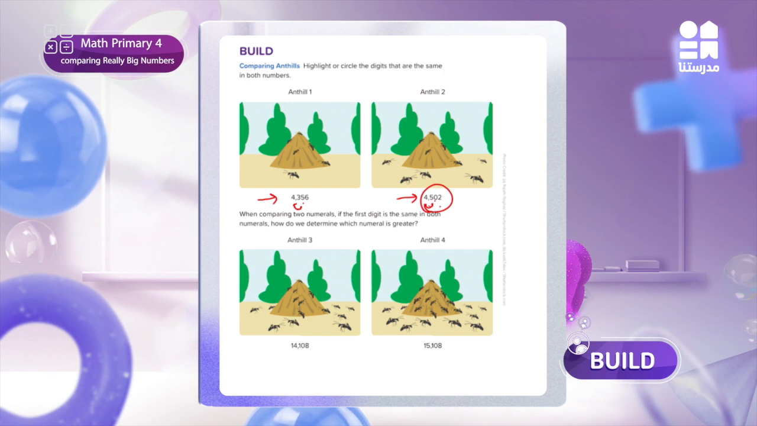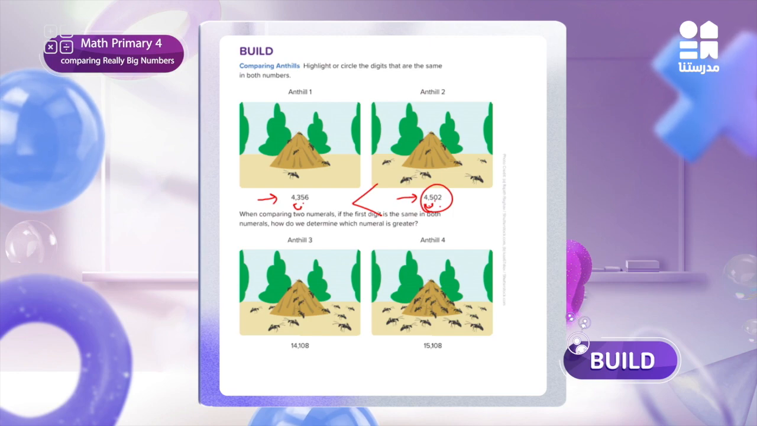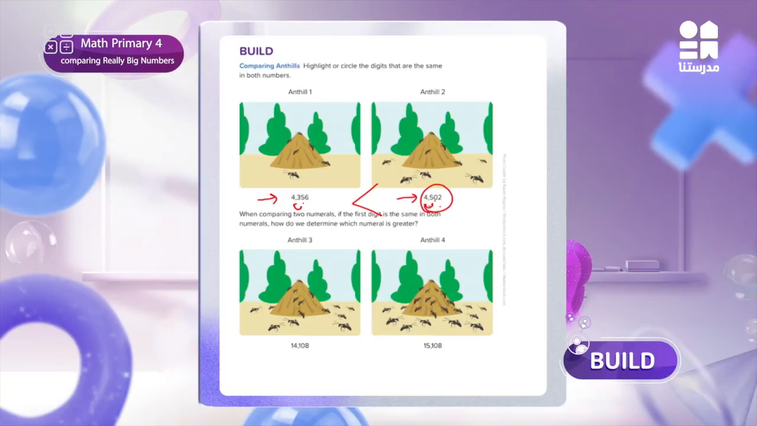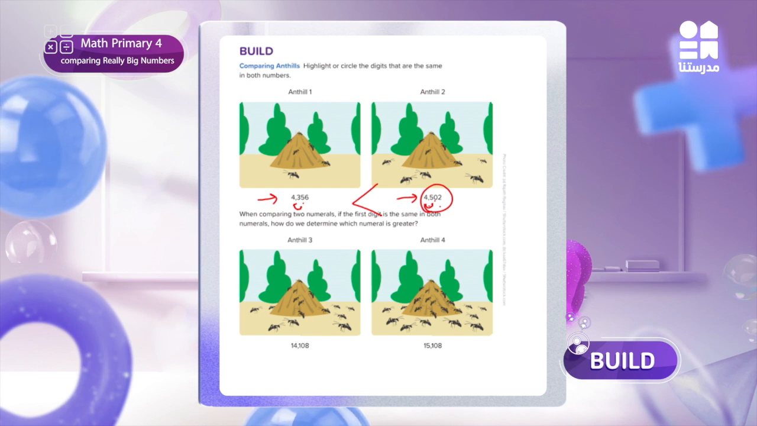So 4,502 is greater than 4,356. So let's put our sign. Now we have 2 numbers here. The first number is 14,108. The second number is 15,108. Now let's count the digits in each number.